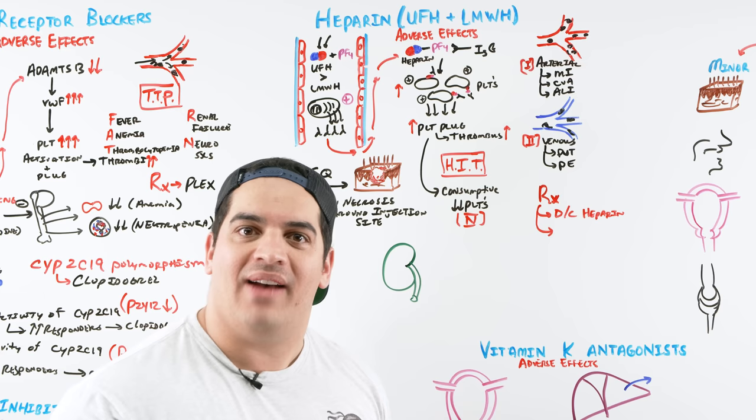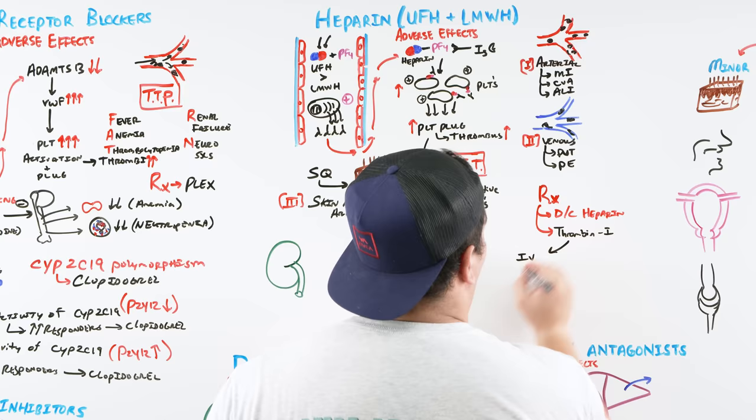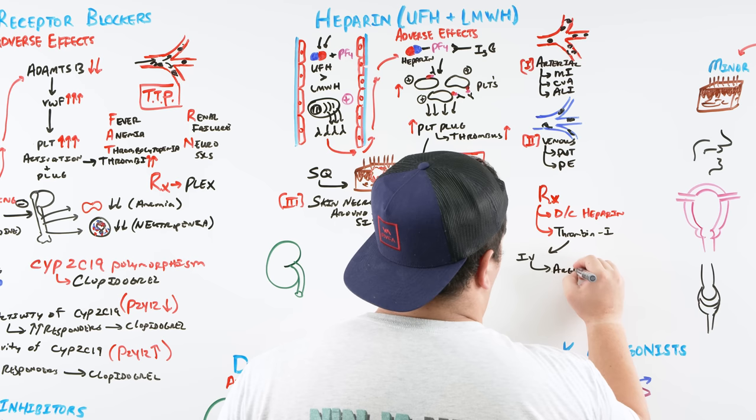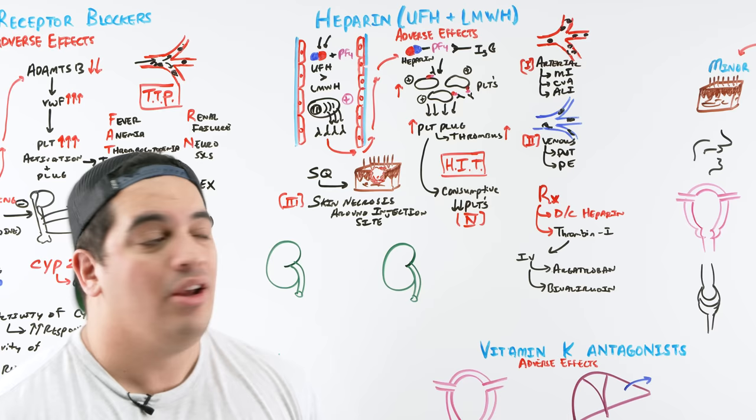Absolutely. So in this scenario, you prefer to give the thrombin inhibitors, and the reason why is you want to give the IV version. The IV version is going to be what's called argatroban, and another one is called bivalirudin. So in these patients, discontinue the heparin and switch them over to a thrombin inhibitor that is IV for critically ill patients.